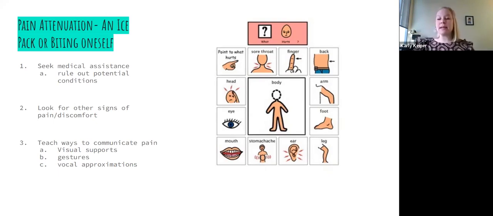So we want to make sure that we have ruled out any potential conditions that could be leading our child to pain. So if you're noticing that your child's acting differently, some signs to look for: hiding, hunching over, or holding something, curling up, biting themselves or hitting themselves, crying. Those are things that might be our child trying to communicate or tell us that they're experiencing pain.